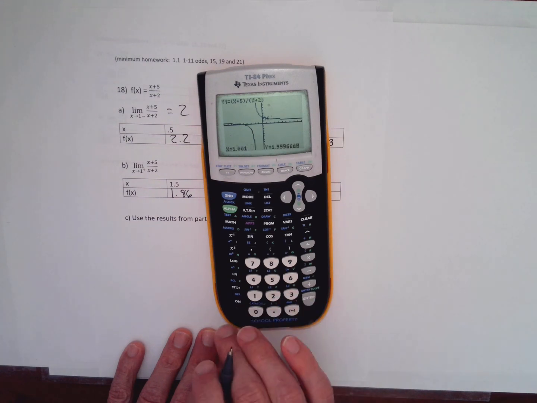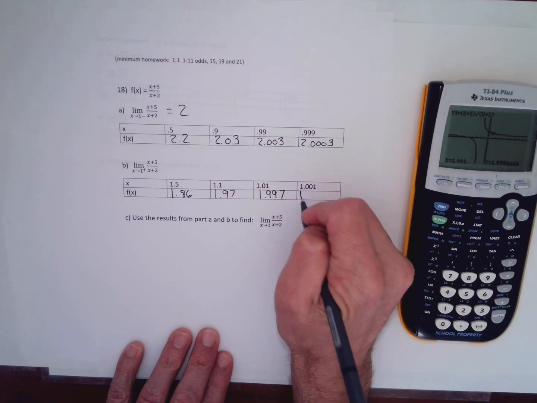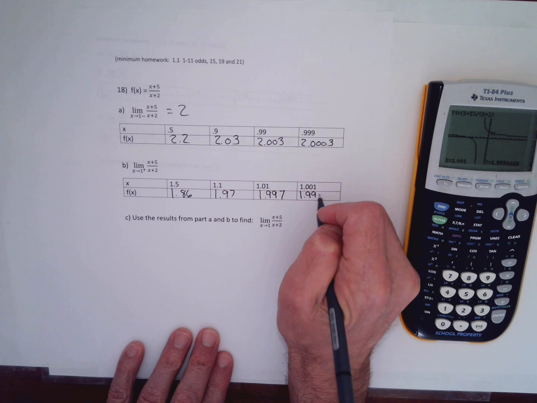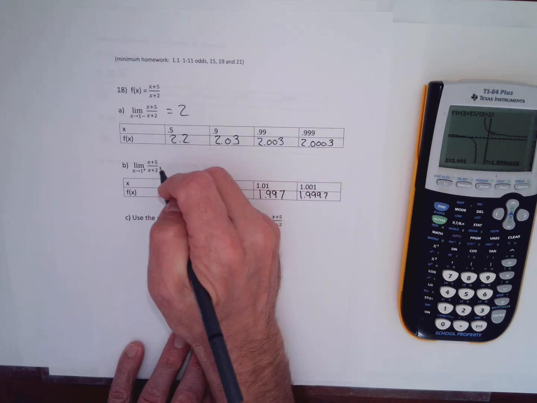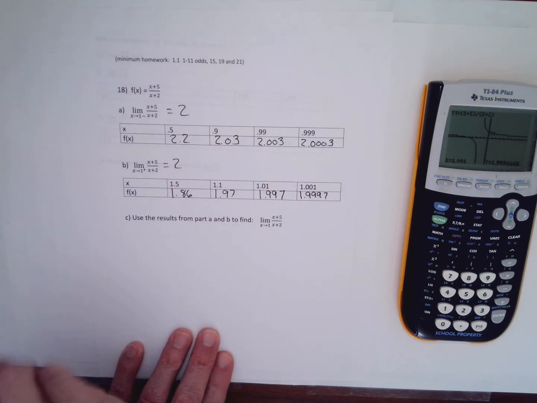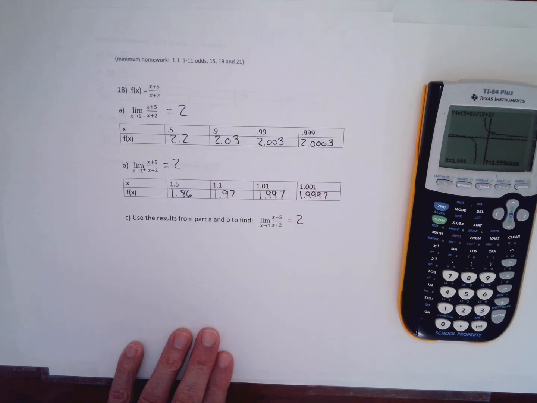1.001 and getting 1.9997. If you rounded to 2, this would be fine. All of these, if I'm rounding to 2 decimals, eventually are going to round to 2. That's because that's what the right-hand limit is. So left-hand limit 2, right-hand limit 2. That means the two-sided limit is 2.